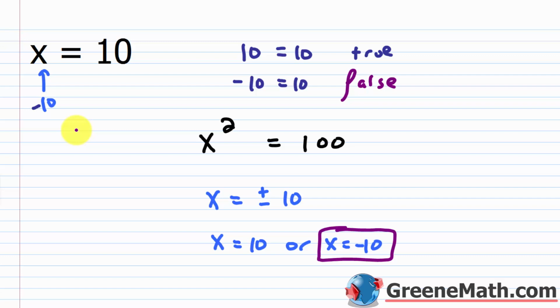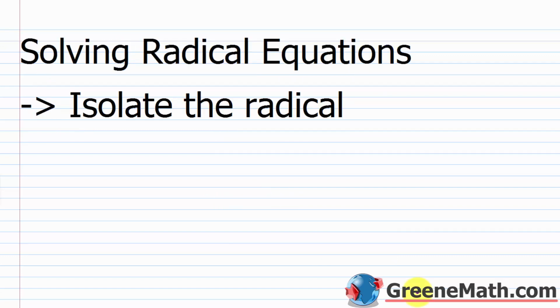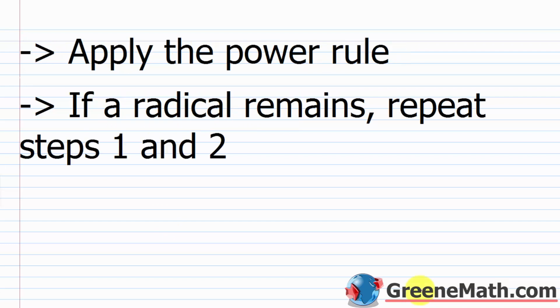So to guard against this, we have to check all of our proposed solutions when we're working with radical equations. All right, so for solving radical equations, the first thing you want to do is isolate the radical on one side of the equation. Then you're going to apply the power rule. So that just means if it's a square root you isolated, you raise both sides to the second power. If it's a cube root, you raise both sides to the third power, so on and so forth.